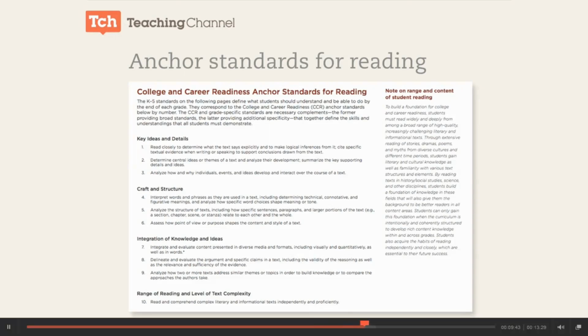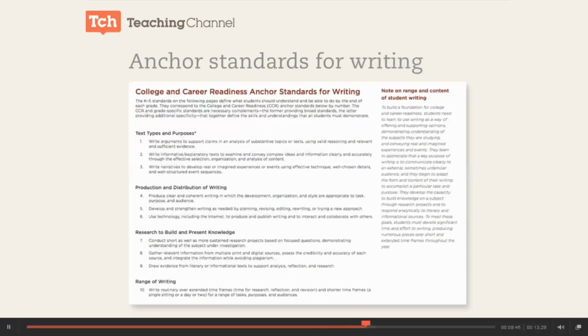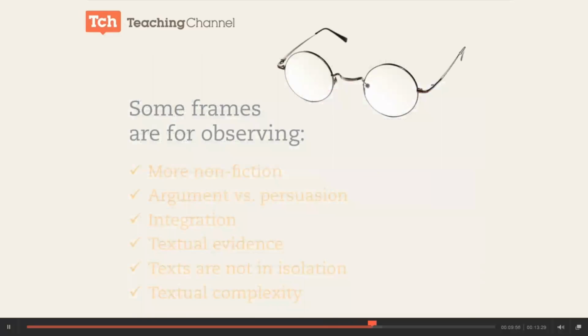So this is what the reading anchor standards look like. Next, we have the writing anchor standards, and you can see that again, it's organized in a very similar fashion. We're just talking about these two large components of literacy. So moving away from looking at the anchor standards themselves, I wanted to offer some of these big shifts, in broad strokes, that we would see in literacy and English language arts. And all of these shifts are changes that we would see occurring in kindergarten through 12th grade in various ways.